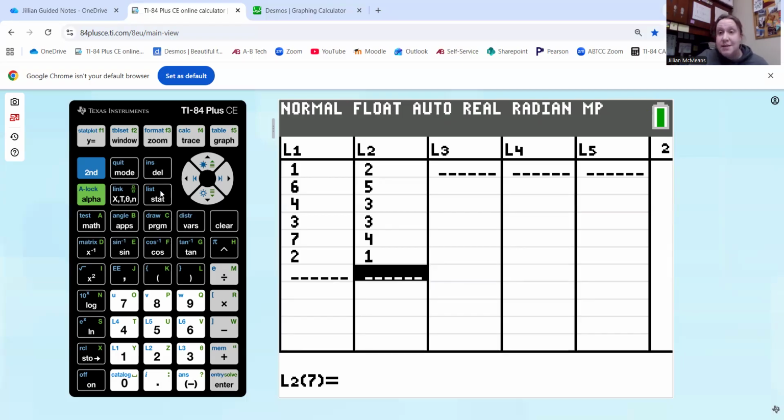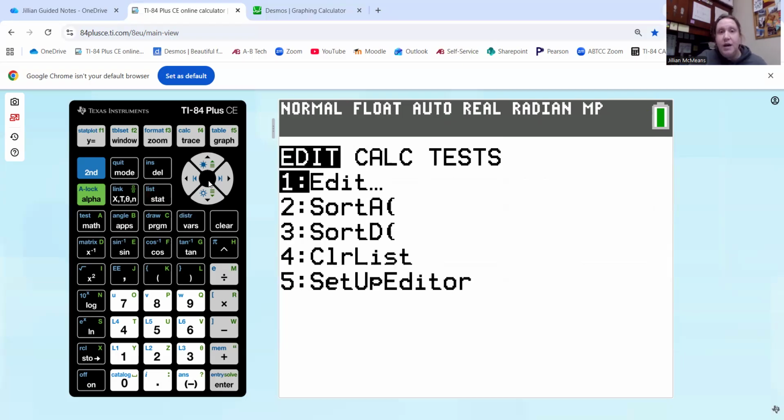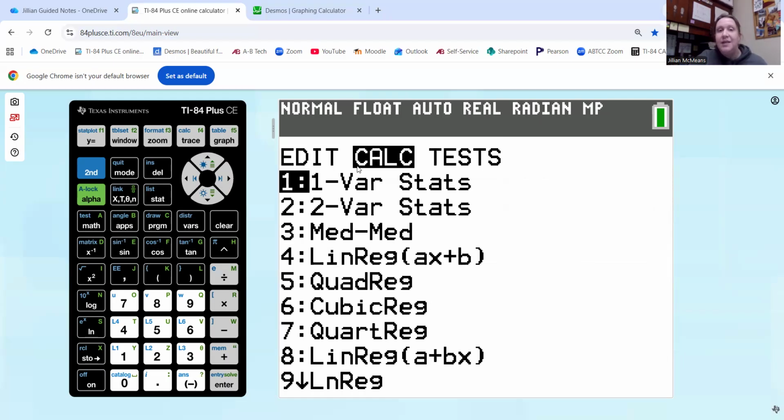So we want to hit stat again, and you're going to go over to calc. We're going to calculate something. And this time we want to go to LinReg ax plus b. It's very important that you choose option 4. Well, I've got my glove on. Hold on. Option 4, LinReg ax plus b. It's very important that you choose option 4.